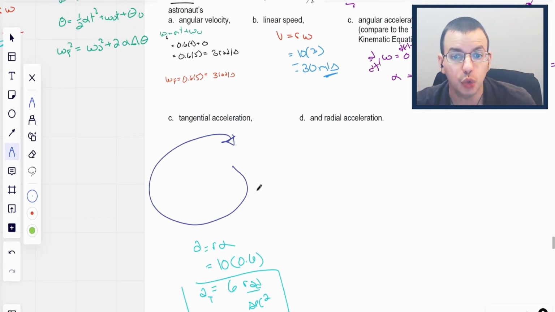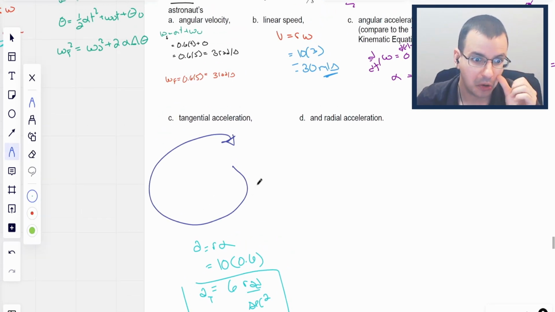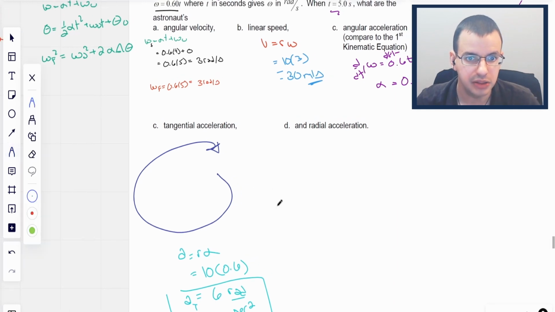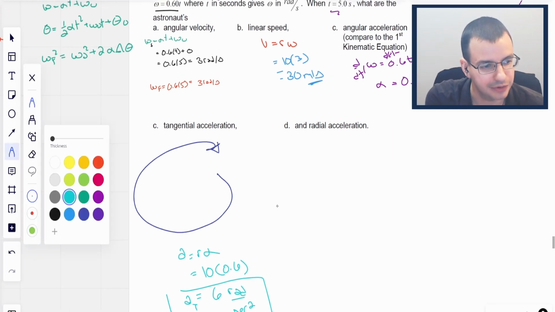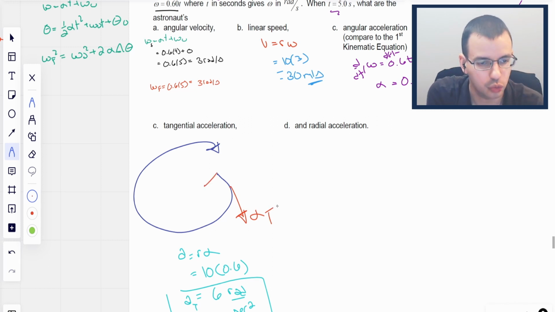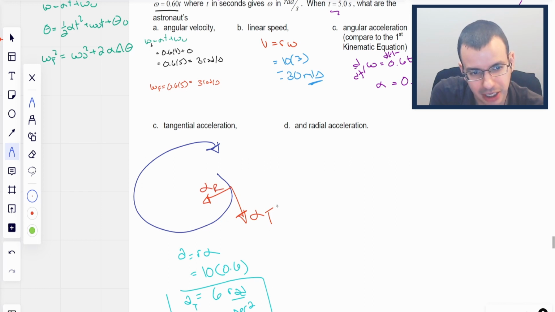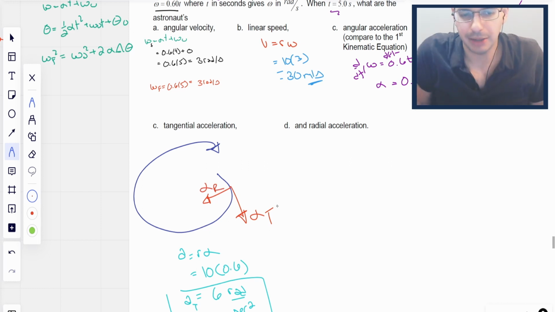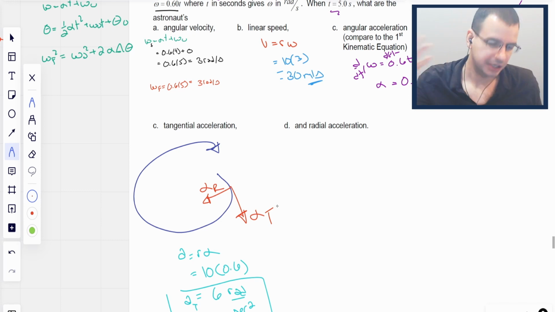And then radial acceleration. Now, this is going to be a little bit different. You have tangential acceleration, and we have radial acceleration. I know this is supposed to be at the edge of a circle here. Since I drew kind of an oval, it makes it look funny. Not supposed to look funny.